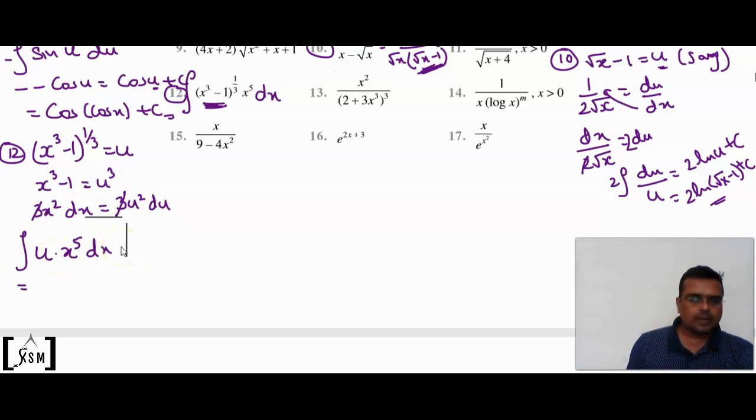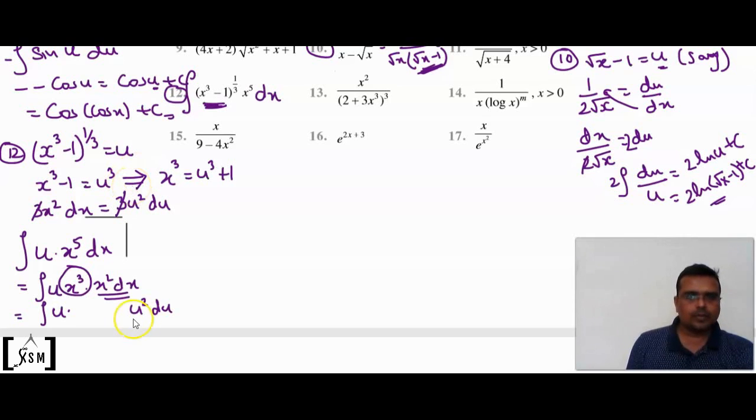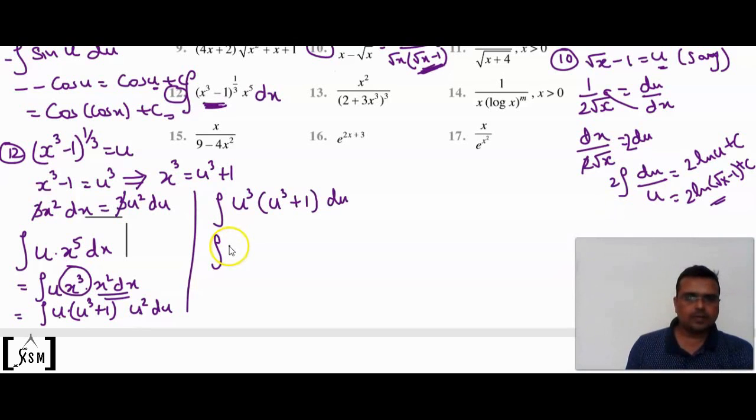Okay, this I will split as x cube and x square dx. I hope it is now getting clear, guys. X cube has converted to u. Now I will integrate it. First we write nicely. This u and u square will become u cube. Now first we'll break the bracket. And u to the power 6 integration is u to the power 7 over 7, plus c.